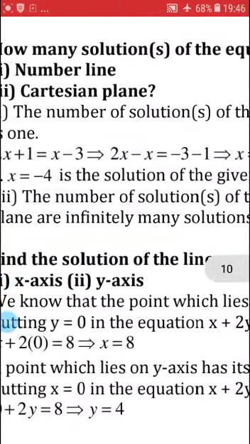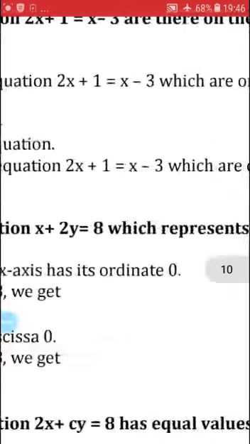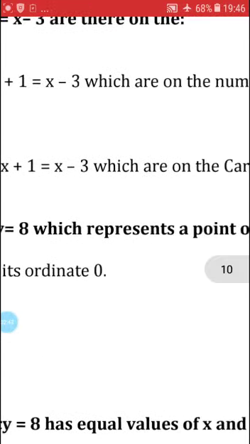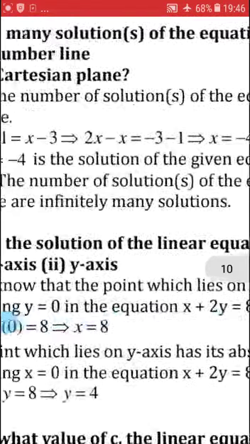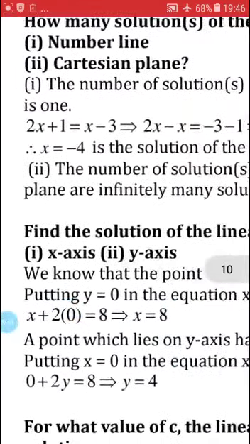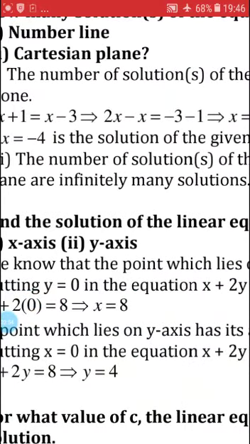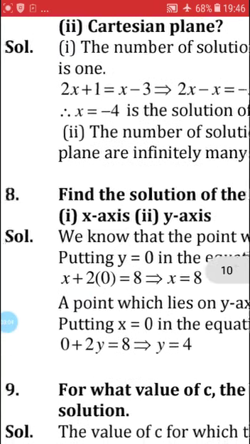Is that okay? Now see, in the Cartesian plane, which we have discussed earlier also, the number of solutions of the equation 2x plus 1 equals x minus 3 are infinitely many, because we know that a linear equation in 2 variables has infinitely many solutions.